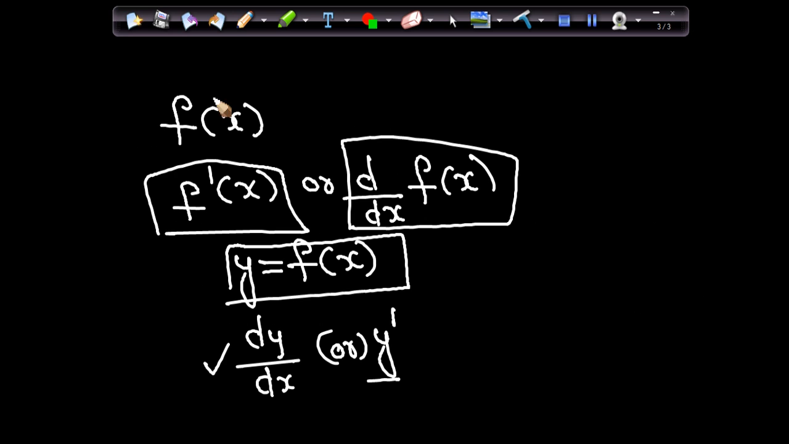So how can we denote a differentiation? It can be denoted by f dash x or d by dx of f of x. If I have written the function in terms of y is equal to f of x, then I can say dy by dx or y dash.